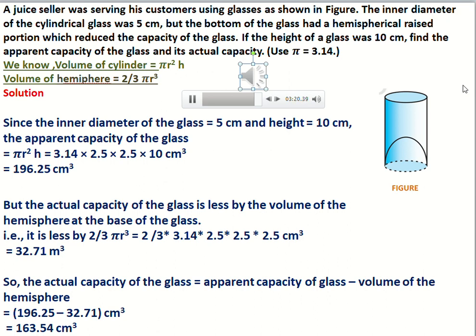Now we will find the actual capacity of the glass. As I told you, we have to subtract the volume of the hemisphere from the apparent capacity of the glass. So actual capacity of the glass is equal to apparent capacity of the glass minus volume of the hemisphere, which is equal to 196.25 minus 32.71, which is equal to 163.54 centimeter cube, and that is the solution.